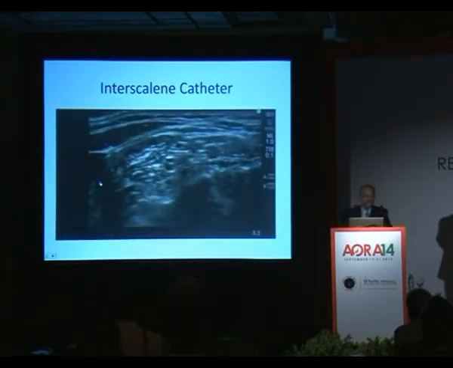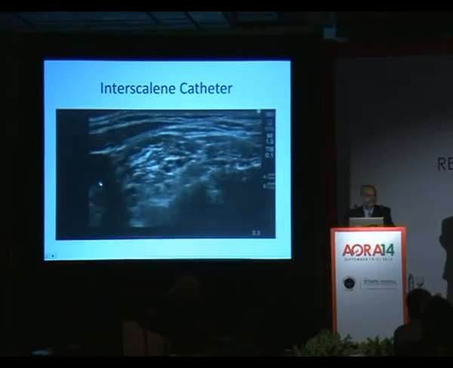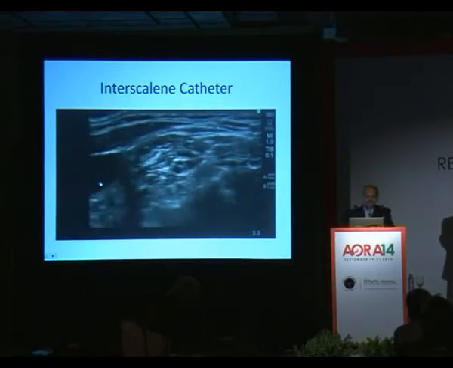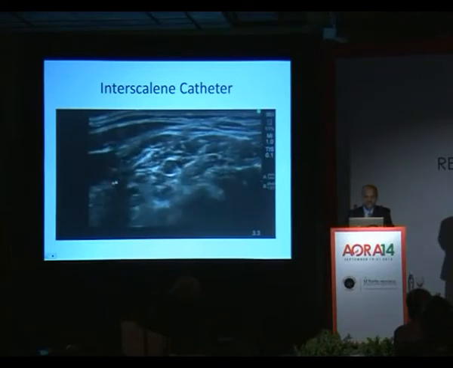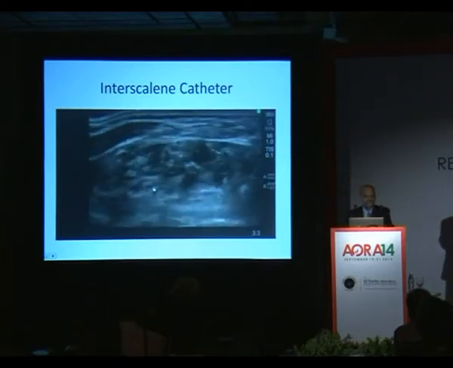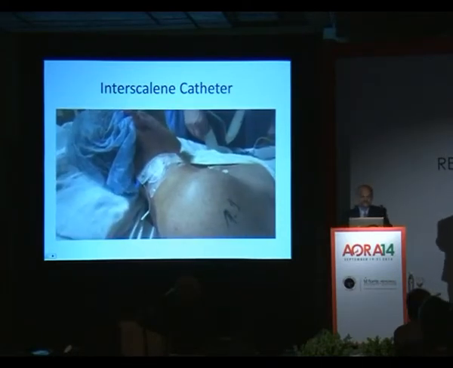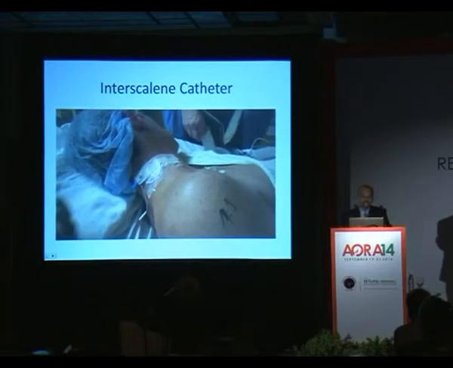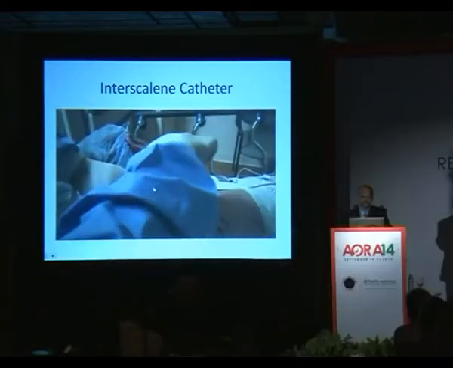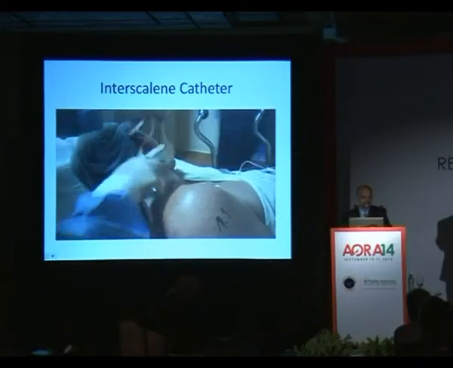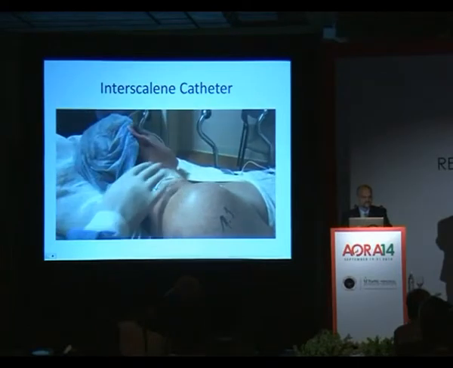And as you inject through the catheter, if you're using ultrasound, you have the ability to see the spread of local anesthetic around your target nerve. And as we inject, you can actually visualize the spread of local. So there's the steri-strips. And then we place our catheter.